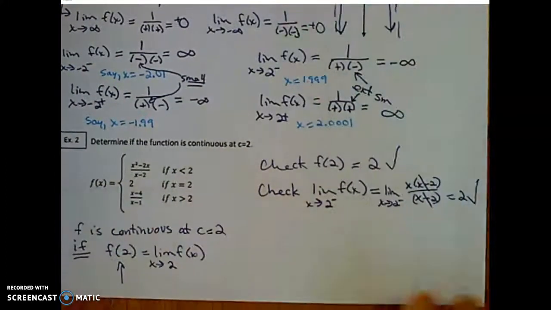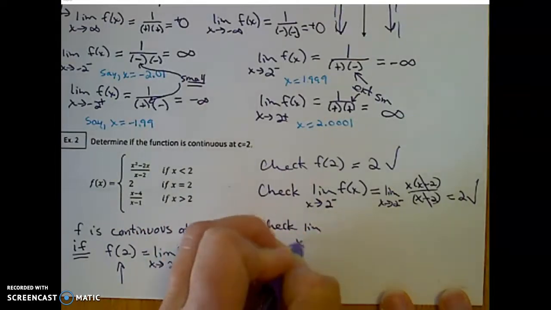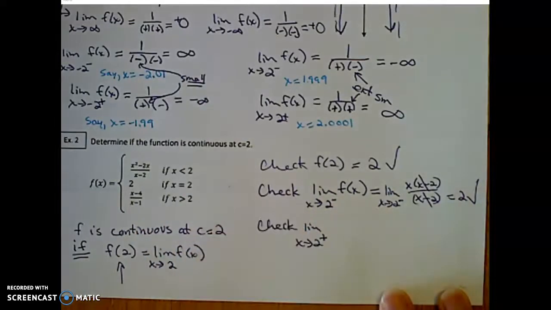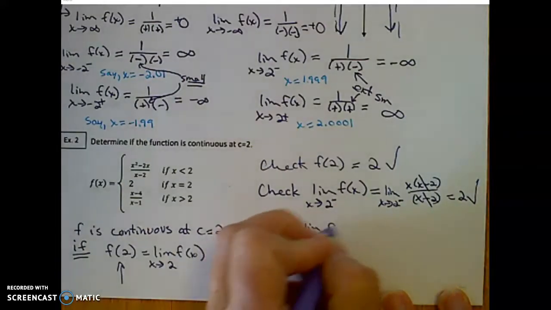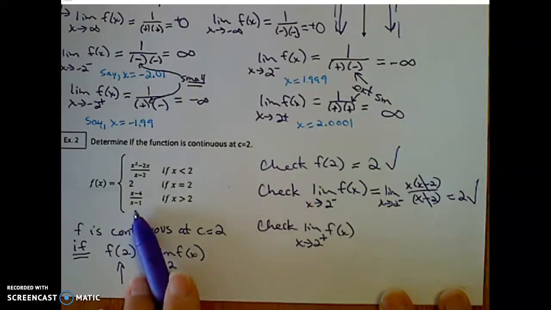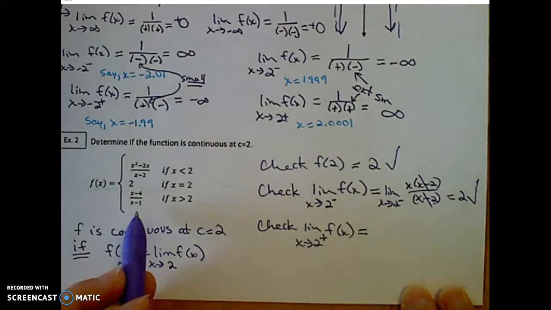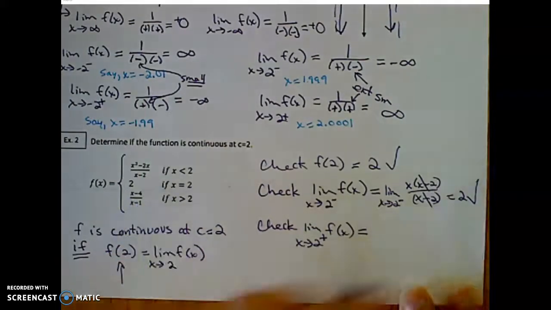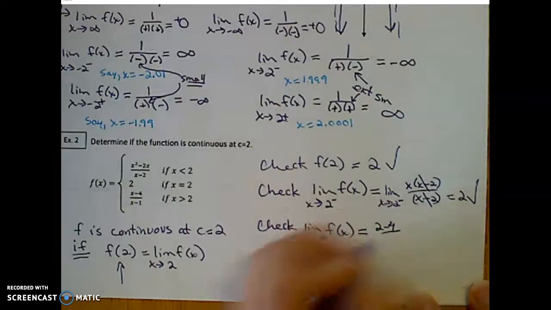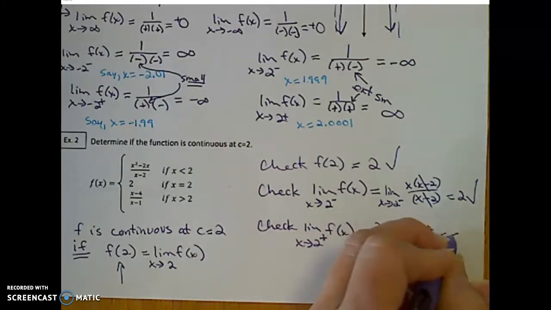And my third component here, I'm going to check the limit as x approaches 2 from the right to see what the value of that limit is for that function f of x. And from the right, I'm plugging in 2 into this function. I am defined at x equals 2, so I can simply plug it in. What is that? 2 minus 4 in the top over 2 minus 1. That would be negative 2 over 1, which is negative 2.